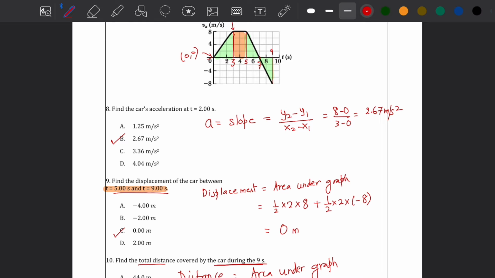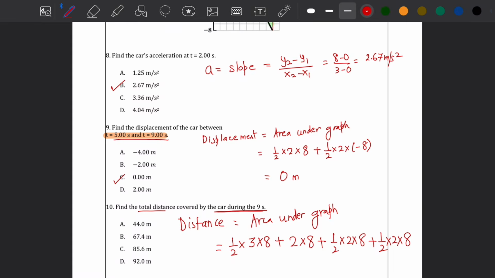Okay, plus we already found the area of this triangle which we wrote here and the area of this triangle which we wrote here. So we'll just copy that. So half times 2 times 8. But when we copy the last one, we can see that for displacement we've put it as negative, but because we are calculating distance, we are going to put it as positive. So this is going to be 12 plus 16 plus 8 plus 8, which is going to come out as 44 meter.